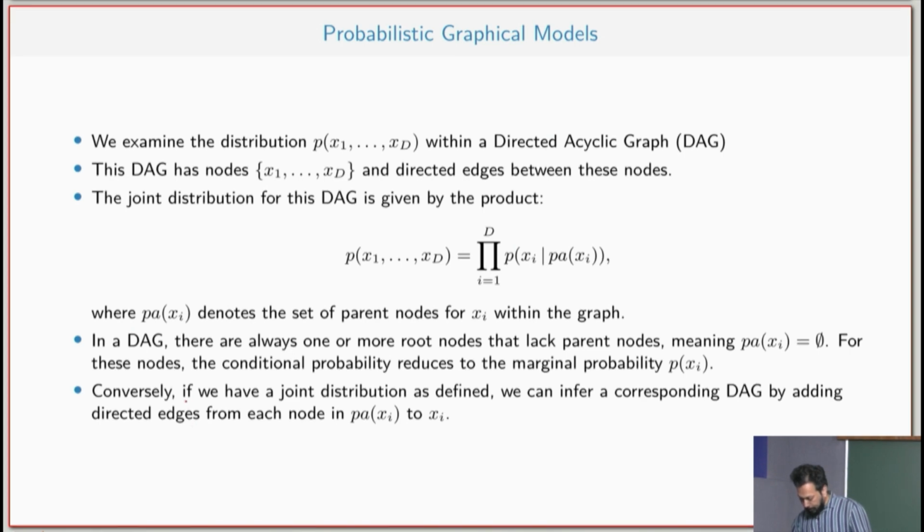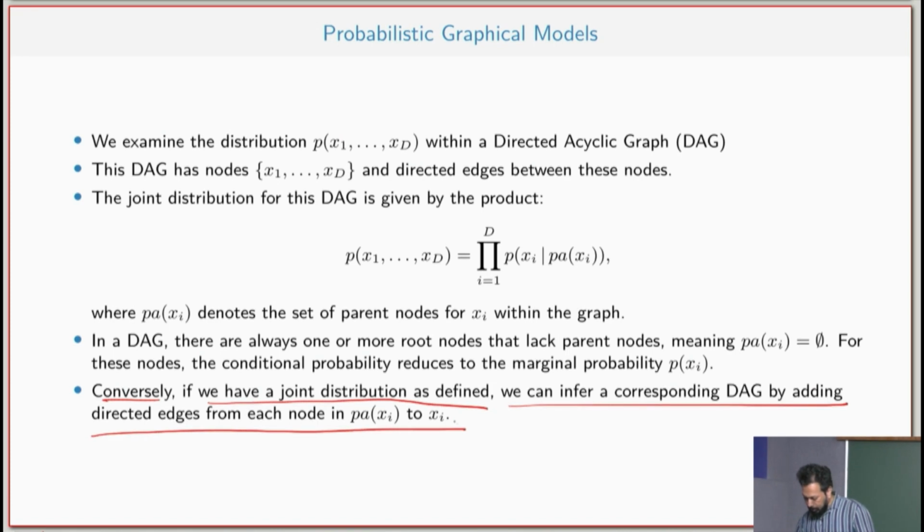Conversely, if we have a joint distribution, then we can infer a corresponding DAG by adding directed edges from each parent of xi to xi. If someone gives me this, then I can create the DAG, because I just have to add the directed edges. I know the parent and I know xi from here, so it is very easy: if I know the parent, then there will be an edge from the parent to the child xi.